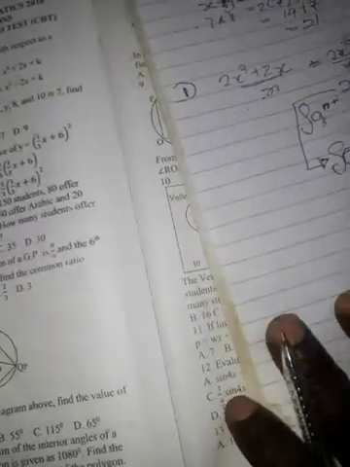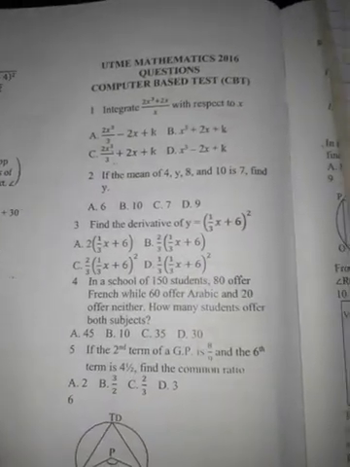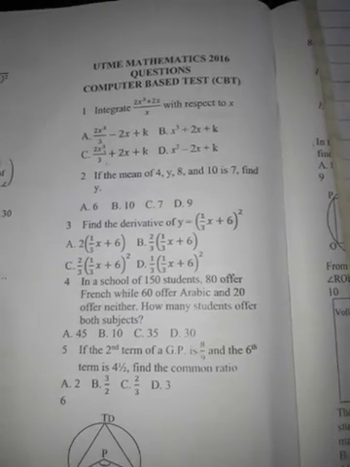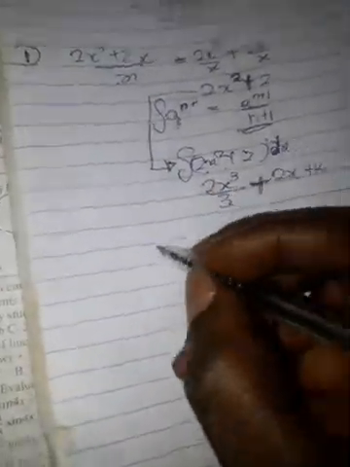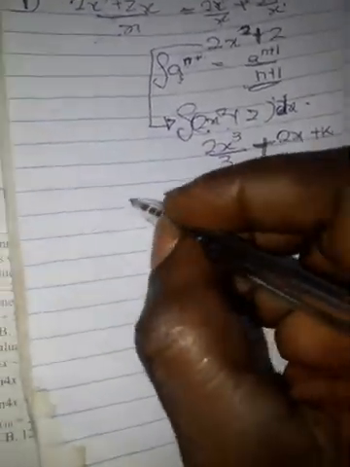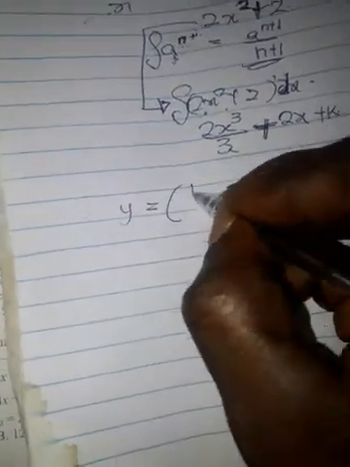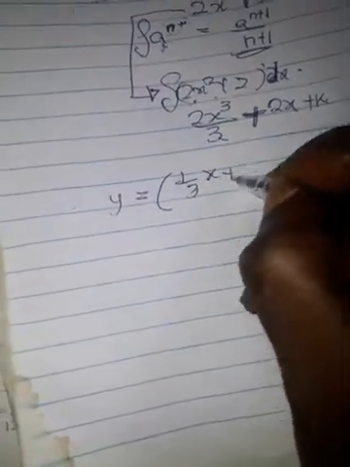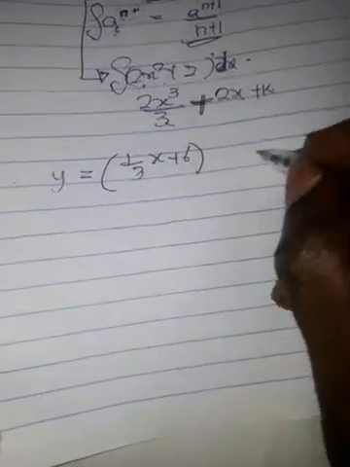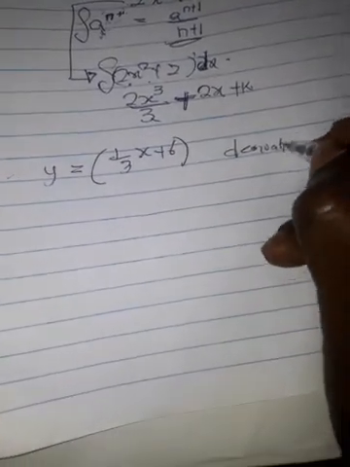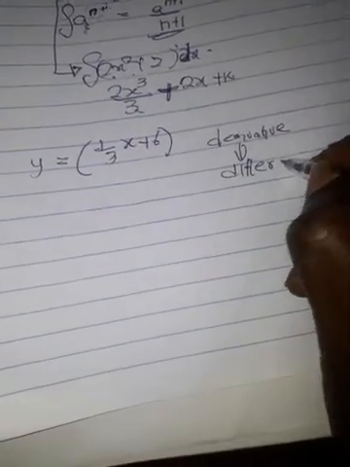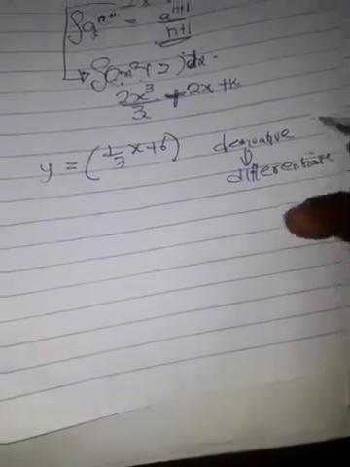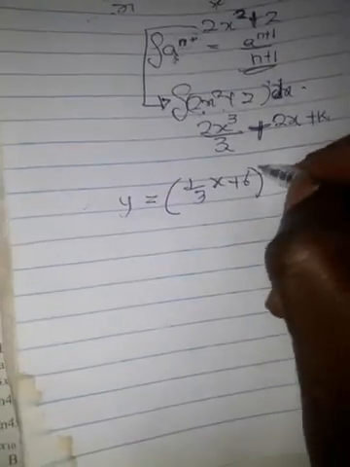Then look at this. Find question number 3. Find the derivative of y equals 1 over (3x plus 6) all raised to power 2. So the question is this. We're finding the derivative of y, with y equals 1 over 3x plus 6. The derivative is also saying differentiation. So if you are differentiating now, don't forget the question says this.